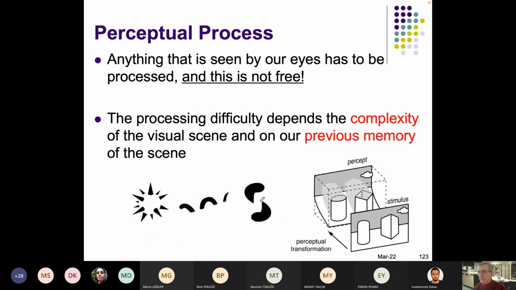So anything we see is processed in our brain. That process performance and result depends on complexity and previous memory of the scene in our brain. If we have seen it previously, then we can make more judgment. If we haven't seen it before, there is a problem.